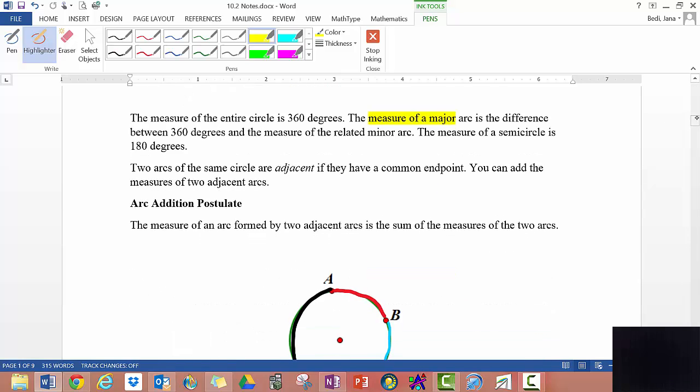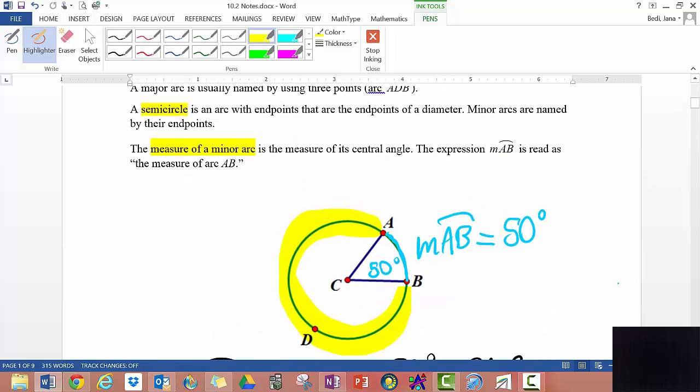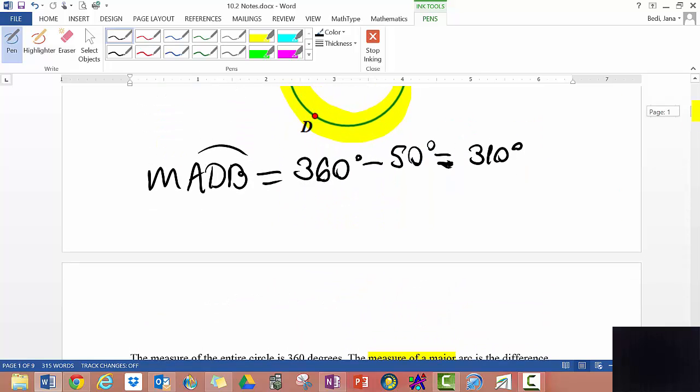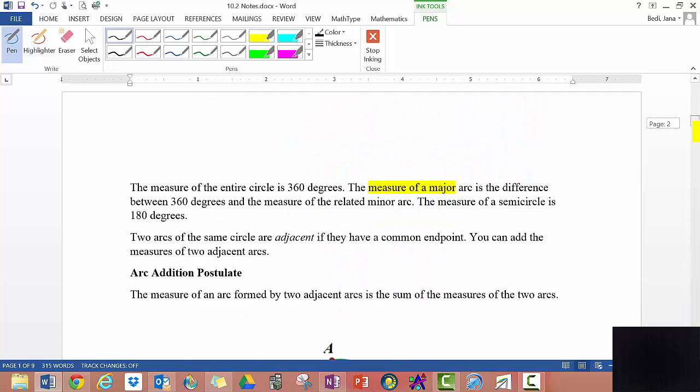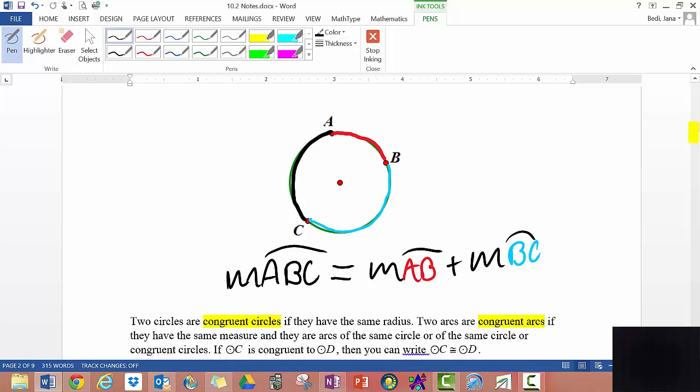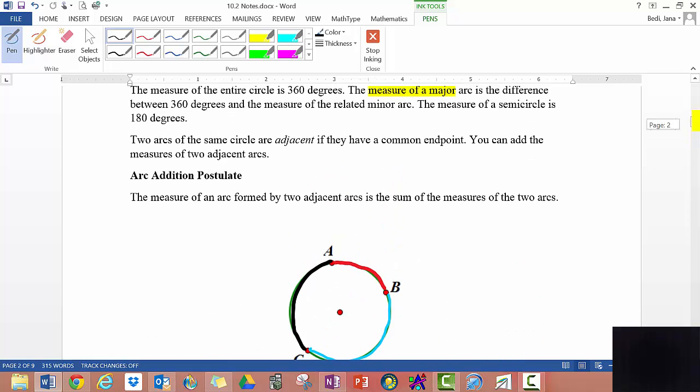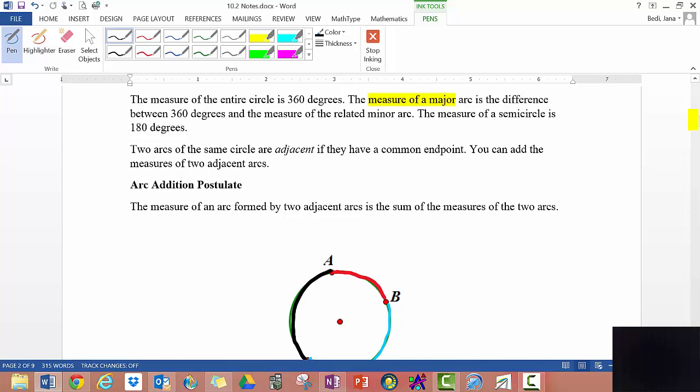Let's look at this example here. The measure of arc AB is 50 degrees. So that's the minor arc, and the measure of angle ACB, the major angle here, is 360 minus 50, so that's 310. Therefore, the measure of major arc ADB is 310 degrees.